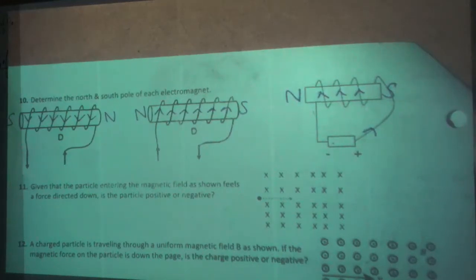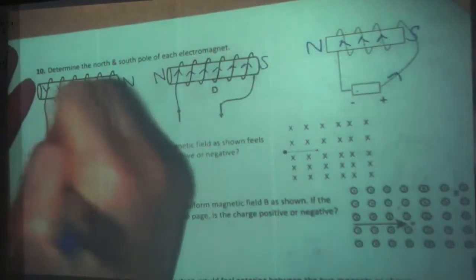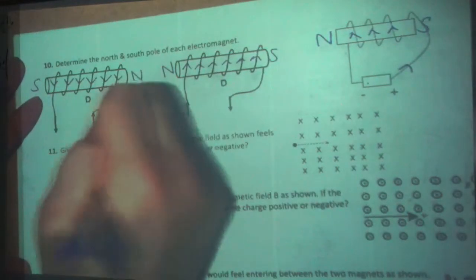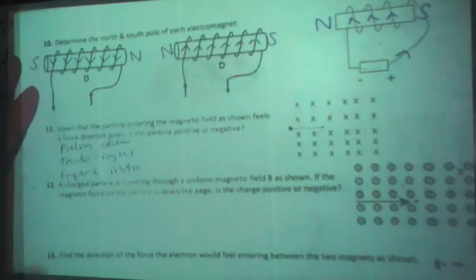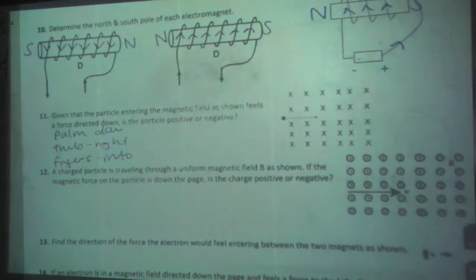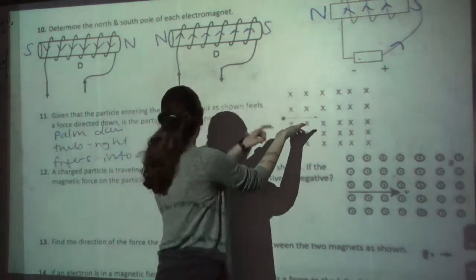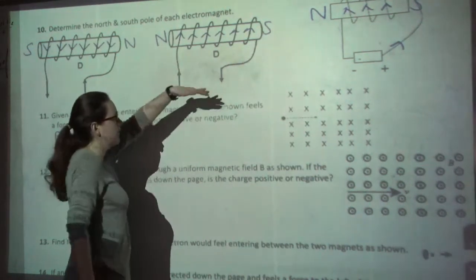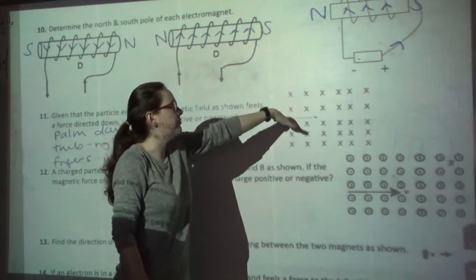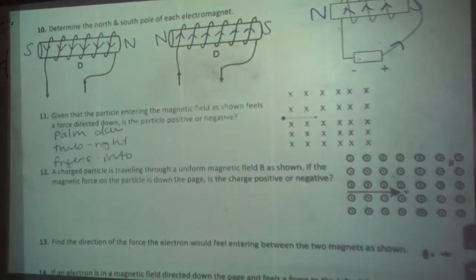11, given that the particle entering the magnetic field as shown feels a force down, so that would be palm down. And the direction it's moving is to the right, so that would be my thumb to the right. And my fingers are going into the page. Is the particle positive or negative? Just asking, does it work for my right hand or my left hand? So I'm going to go fingers in, thumb to the right. That would leave my force for my palm facing up. Incorrect. Let's try it the left. Fingers in, thumb to the left. That leaves my palm facing down. That agrees. So because it works with my left hand, that means that the particle must be negative.